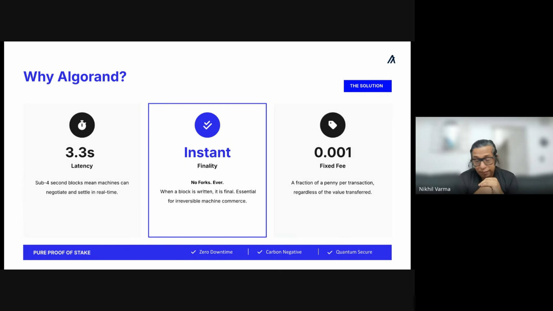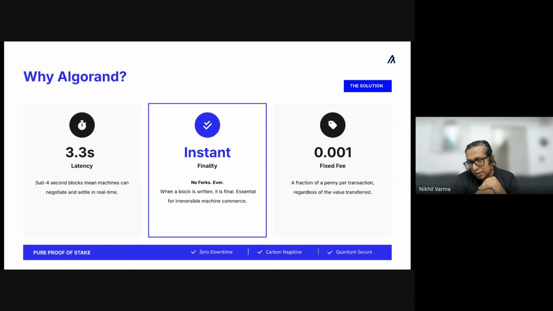Fingers crossed, of course, but Algorand has had zero downtime. This is one critical aspect when we talk about agentic commerce. The other thing which is very important when we talk about a blockchain platform, especially with the things that are happening with ChatGPT and the carbon footprint and the energy consumption, is to be able to build on a platform which is carbon negative. That also gives you an edge when it comes to building applications. So Algorand is a carbon negative blockchain platform.